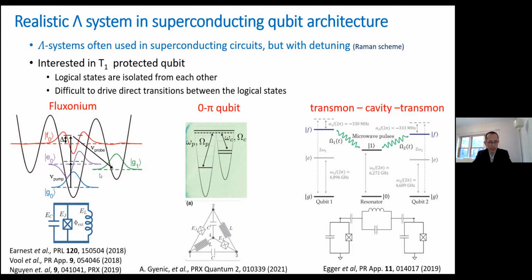So it is difficult to drive transitions between the logical states, and the lambda system or the STIRAP gate that we talk about is useful. And as we said just now, STIRAP is not a gate, it's just a state transfer. So the question is how to turn it into a gate.